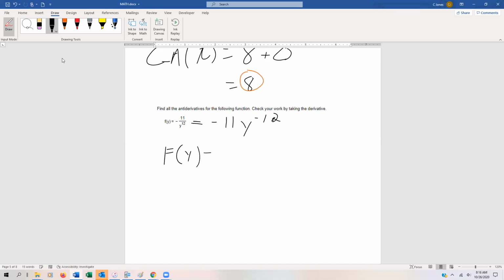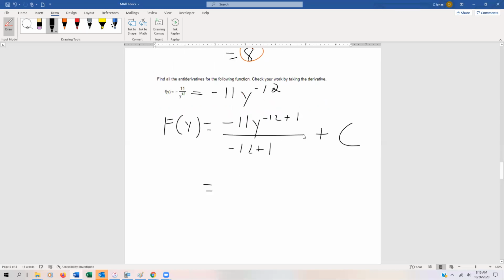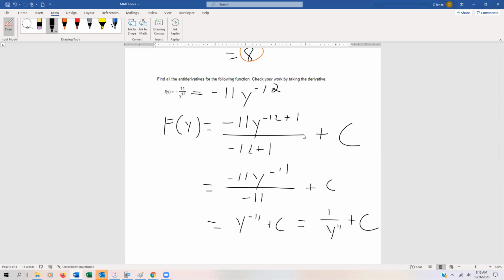Right? So capital F at y. The negative 11 is just going to come over. That's y to the minus 12 plus 1 divided by minus 12 plus 1, plus c, which is equal to negative 11 y to the minus 11 divided by minus 11, plus c, which is equal to y to the minus 11 plus c, or 1 over y to the 11th plus c. All right, now that's our antiderivative. And this is an 11, not a y double prime, just to be certain.